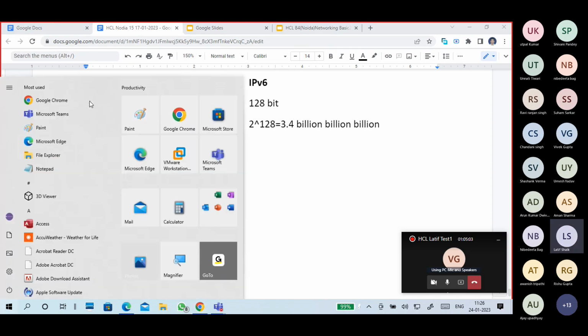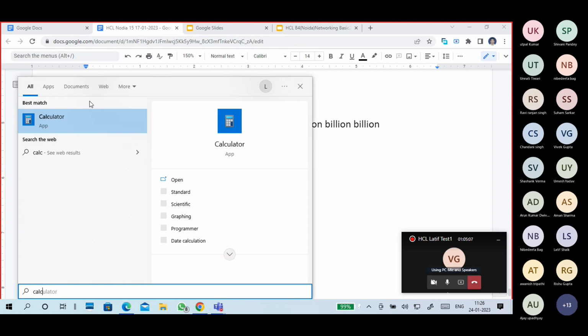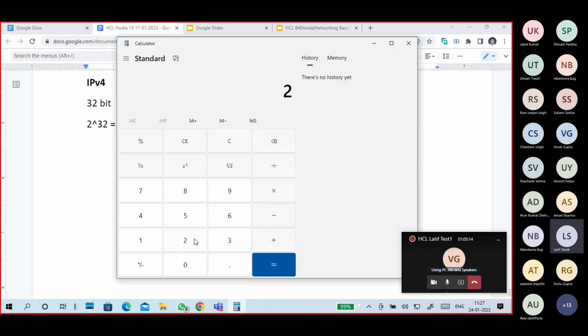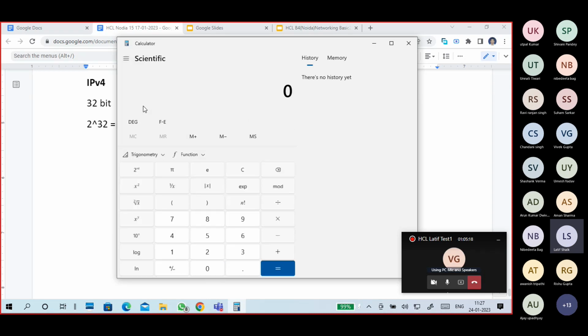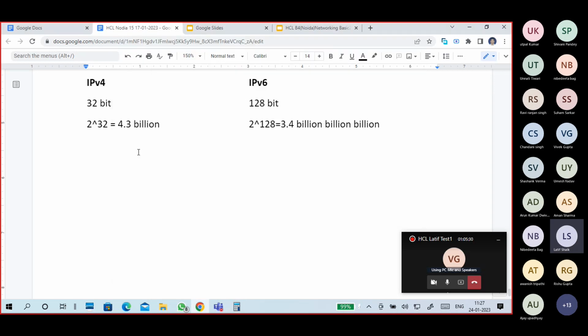Okay, you can go to this calculator and calculate 2 to the power of 32. It is the standard programmer setting, this is the good one. 2 to the power of 32, so this is the number you are getting. Okay, how much is 1 billion equal to?